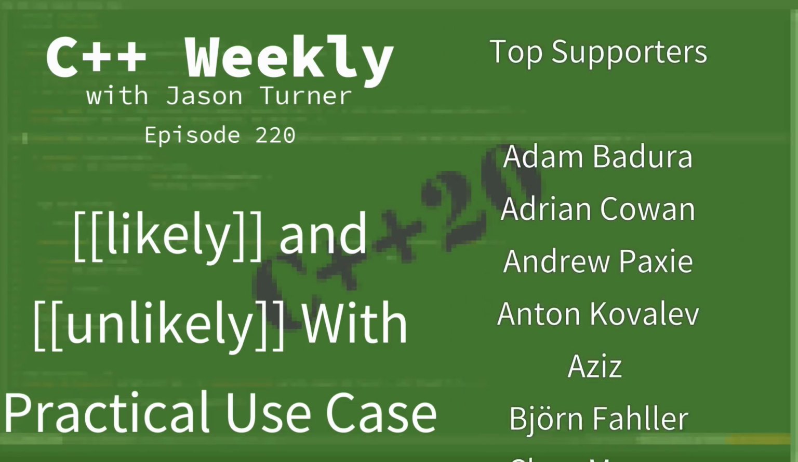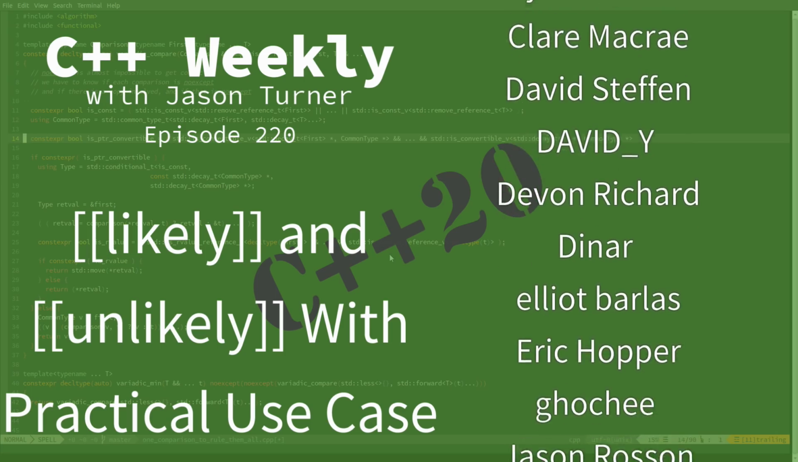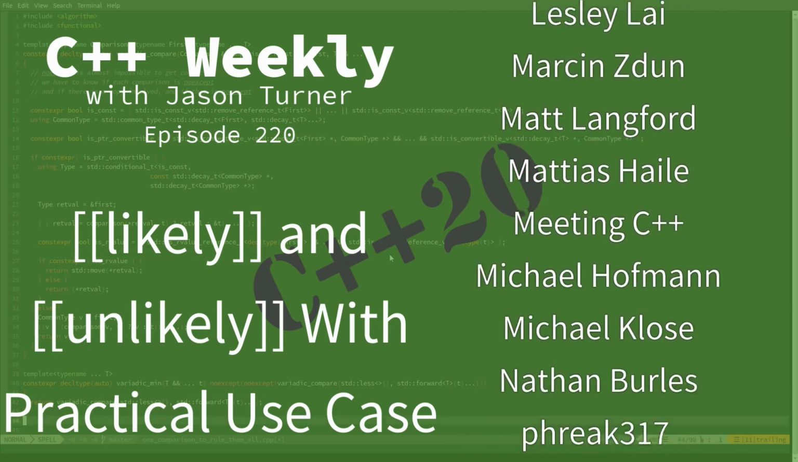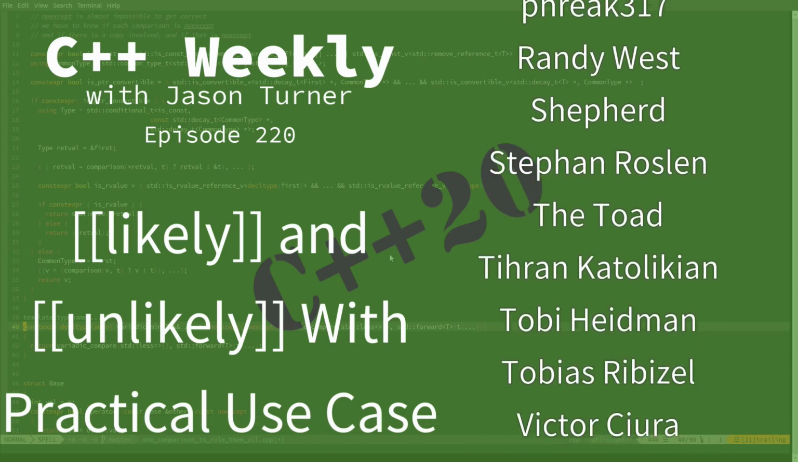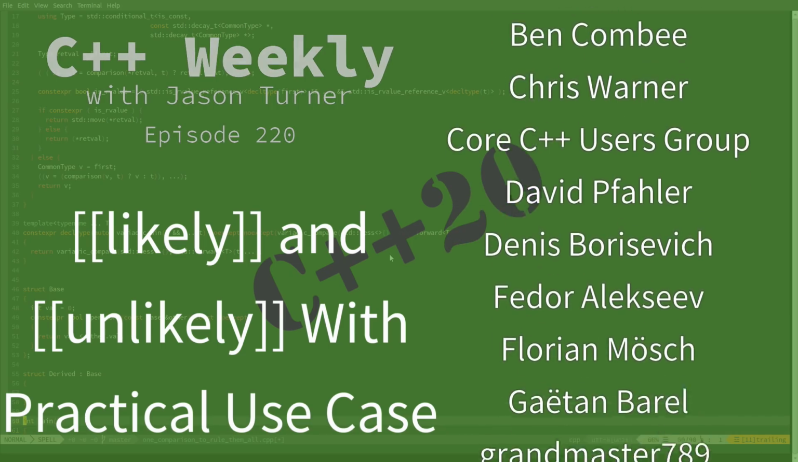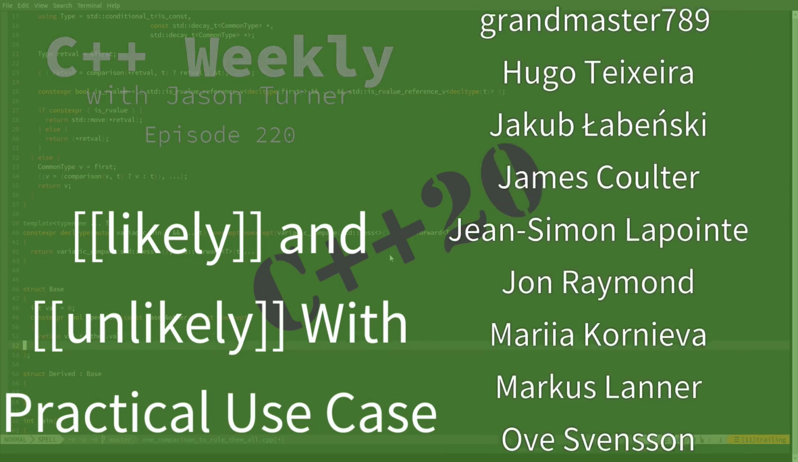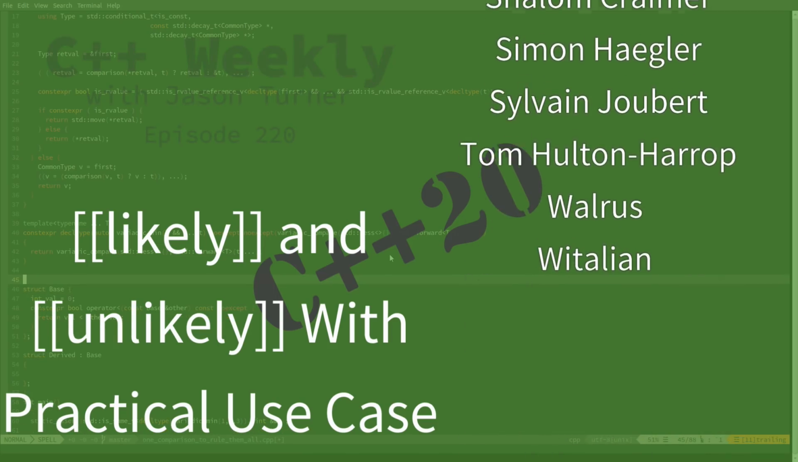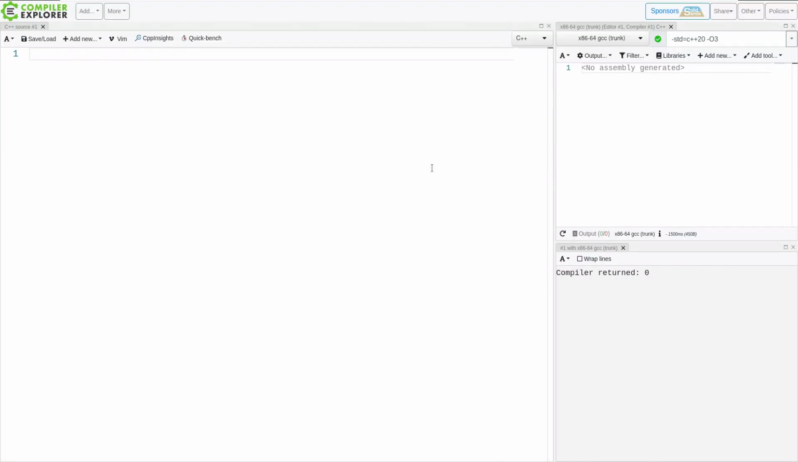In this episode, I am going to discuss C++ 20's likely and unlikely attributes and show you a practical application for them in real code that I am currently working on. It's not really surprising or confusing what exactly likely and unlikely are, so I'm just going to do a quick test here.